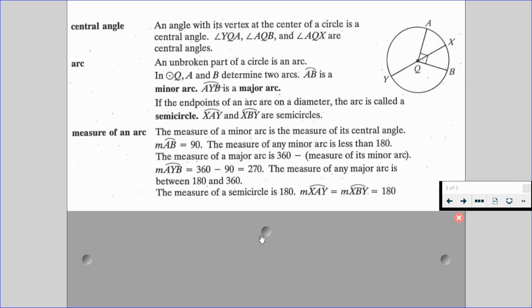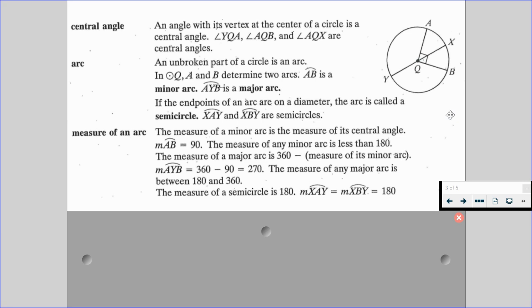In order for us to find the measure of an arc, here is what we do. The measure of a minor arc is the measure of its central angle. So the measure of arc AB is going to be 90 degrees because angle AQB has a measure of 90 degrees. The measure of any minor arc is always less than 180 degrees.